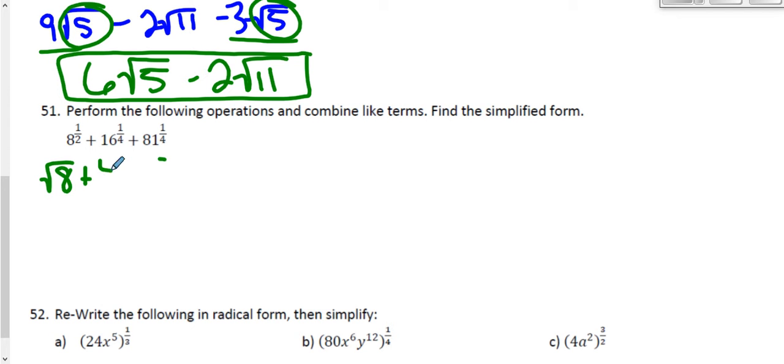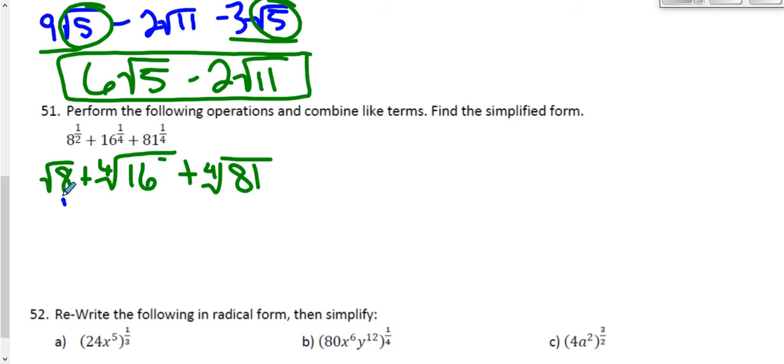That is the 4th root of 16. That's a little better. Okay, and up next, 81 to the 1/4. Again, that's 81 to the 1st power and the 4th root. So let's simplify these a little and see if we can do any addition here. All right, so let's go ahead and see if we can simplify these guys.